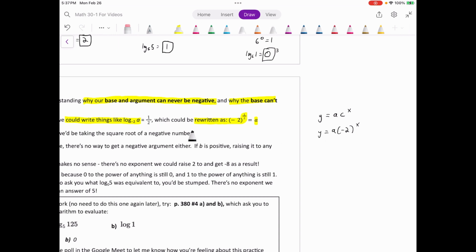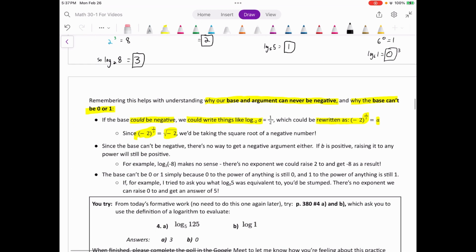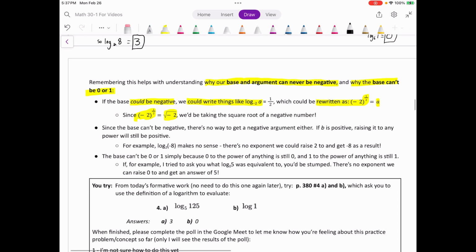And it's the same logic here, because a logarithmic relationship is an exponential relationship just expressed in a different way, right? If x is 0, this becomes 1, but if x is 1/2, we're taking the square root of a negative, and that's not allowed. And so that's why our base can't be negative, just like it couldn't be negative in an exponential, okay?